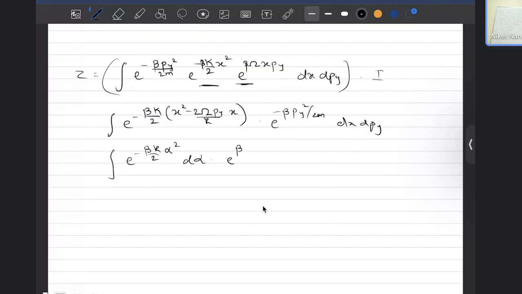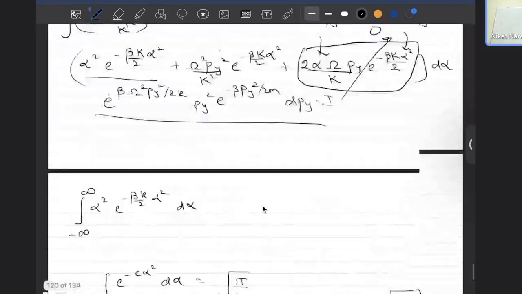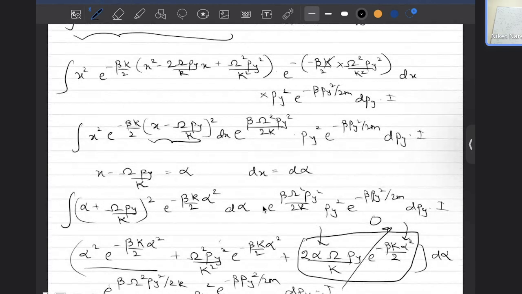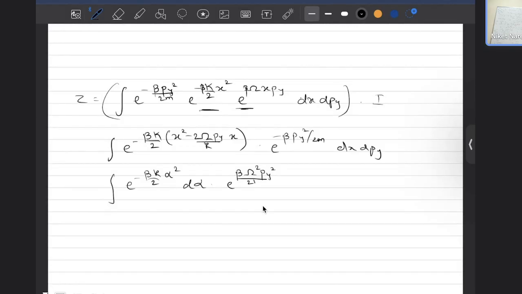Beta omega square. There was a 2 also somewhere. Was there? Omega square py square by 2 kappa. Beta into 2 kappa.